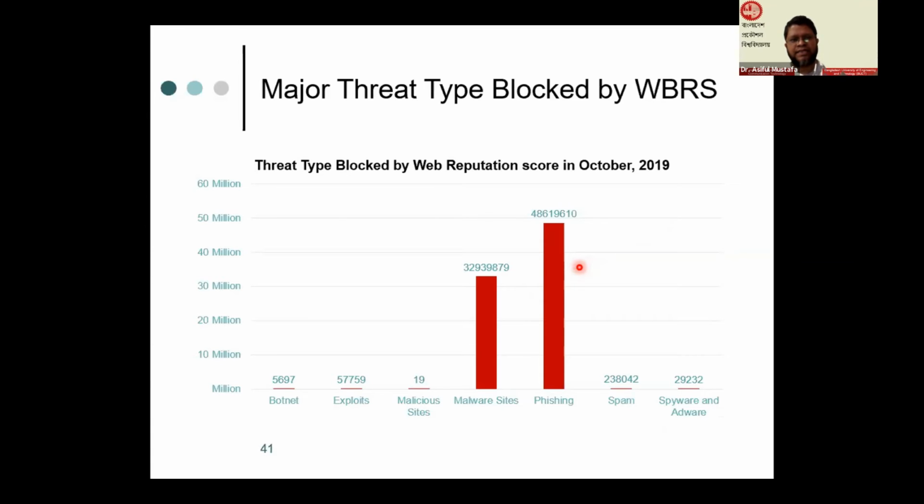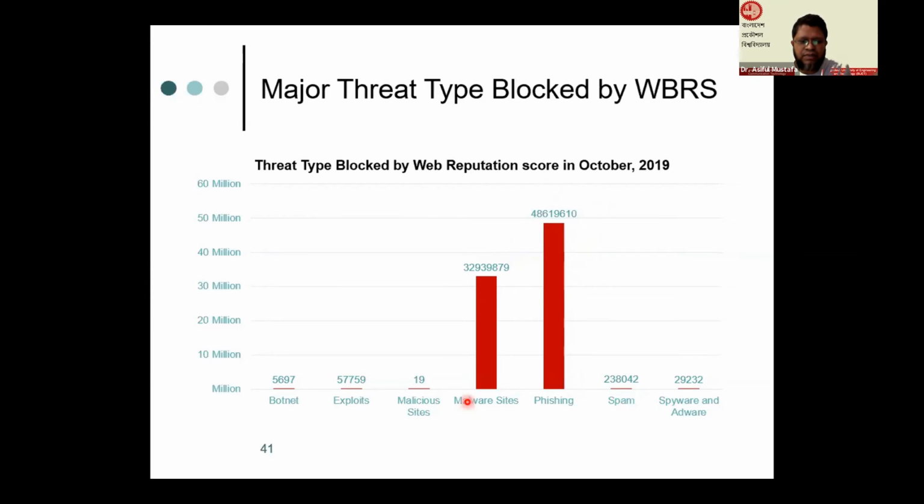So let's look at the threats that we detect in our reputation filter. We are saying we block those, but why do we block those? Most of the attack type we find is phishing. You can see over 48 million of the traffic is phishing.